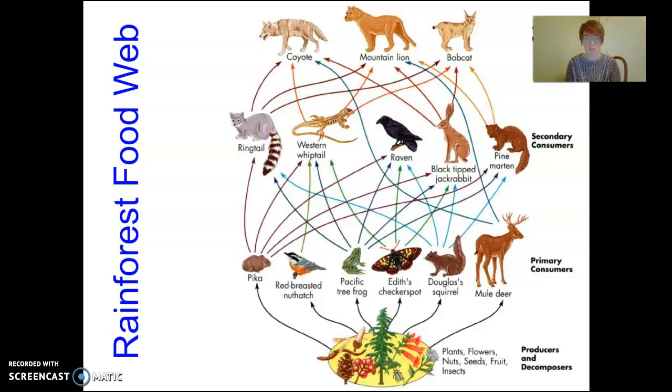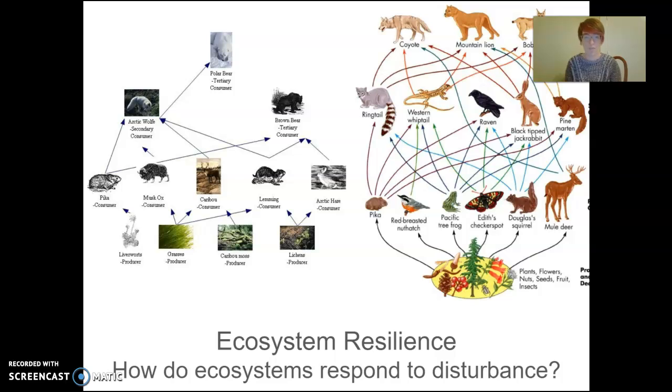Here's a rainforest, and there's obviously a lot more in the rainforest than this. This is even a simplified version of the rainforest, but you can see there's so many more interactions, which makes the rainforest biodiversity, makes it more resistant to any disturbances. So this is an idea that we call ecosystem resilience. I would say the rainforest is more resilient than the tundra because it's more complicated. If something were to happen, let's say there was a flood that wiped out a couple of species, the ecosystem of the rainforest is more likely to be able to survive that than the tundra is.